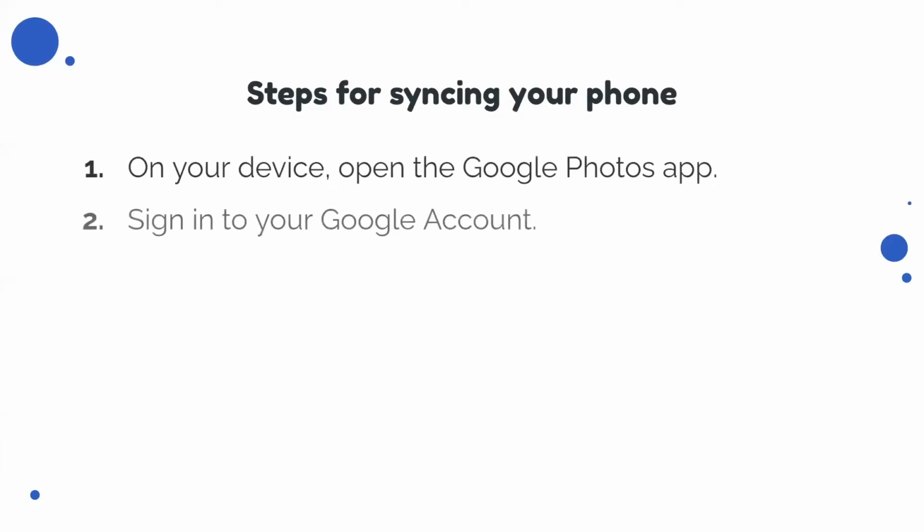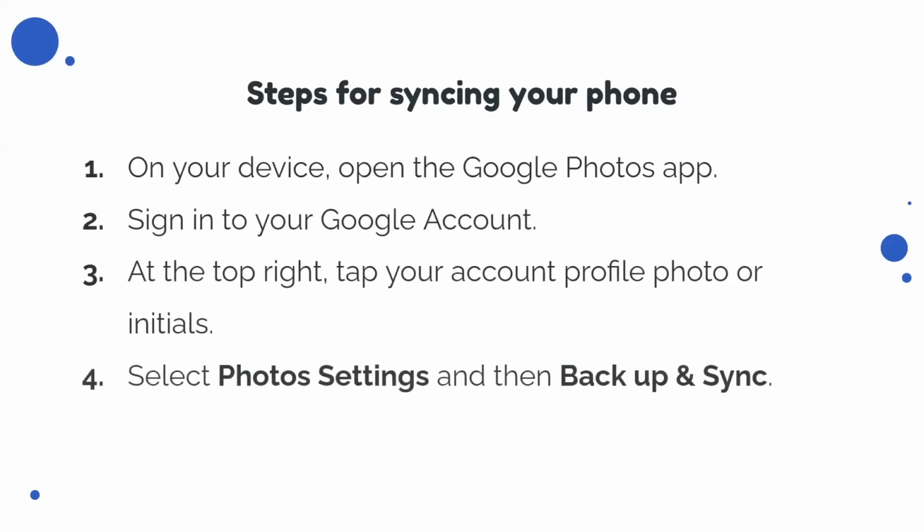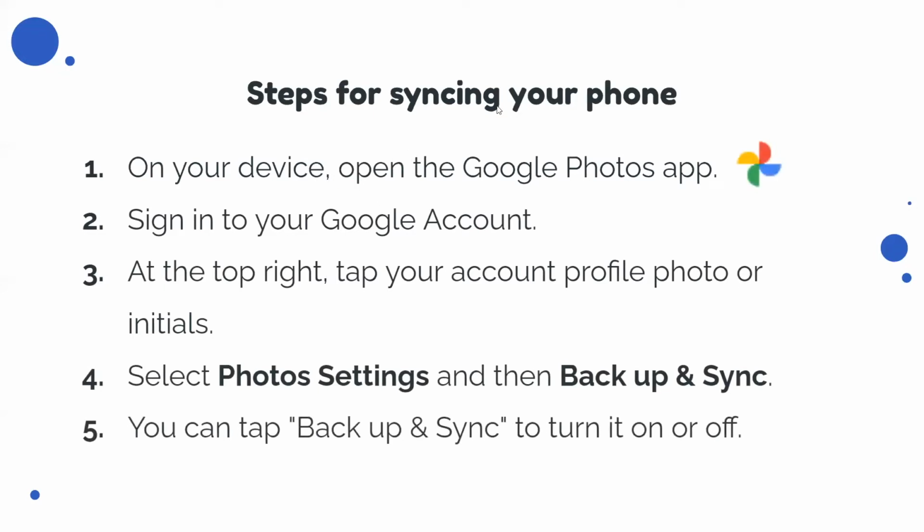Steps for syncing your phone. Firstly, on your device, open up the Google Photos app. And again, just right beside there is what the application would look like on your phone. Secondly, sign into your Google account. At the top right, tap your account profile photo or your initials if you haven't added a photo. Select Photos Settings and then Backup and Sync. You can tap Backup and Sync to turn it on or off.